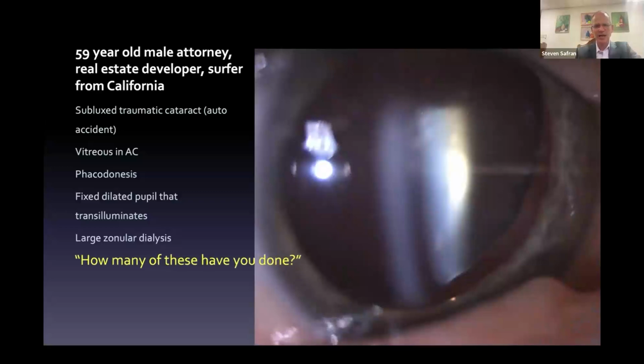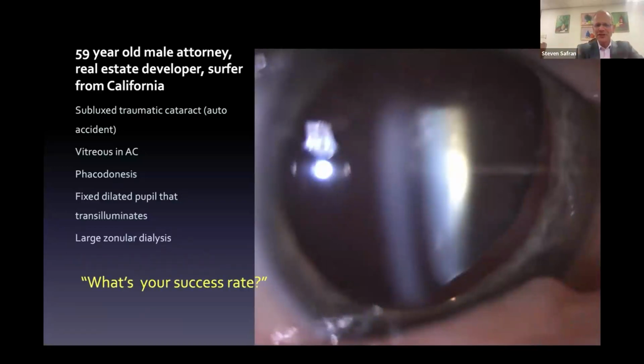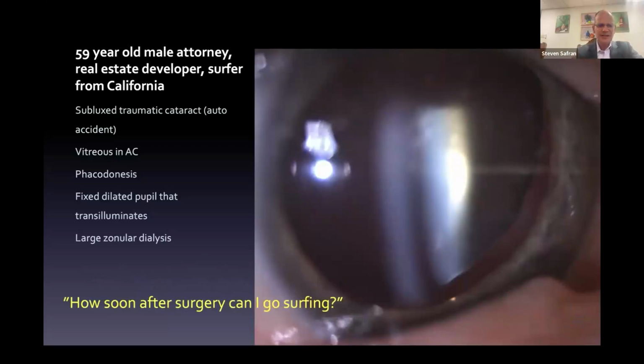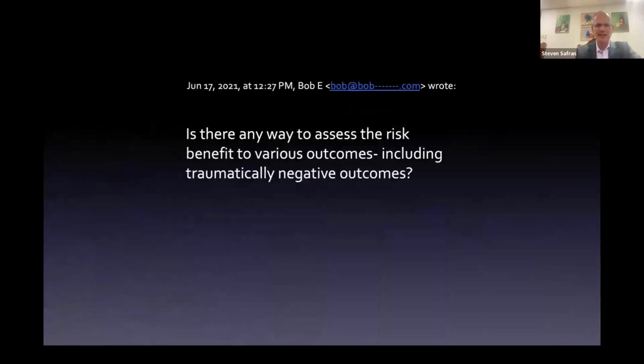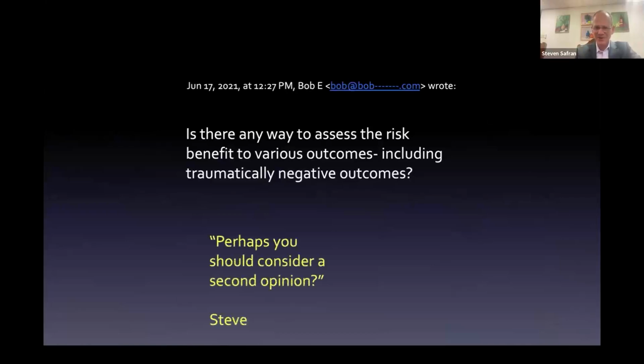This is what his eye looks like. He asked me, how many of these have you done? What's your success rate? How soon after surgery can I go surfing? And then after a 3-hour consultation, he sends me this email with all these questions. This is the actual email, which I cut and pasted. And then this email: is there any way to assess the risk benefit to various outcomes, including traumatically negative outcomes?